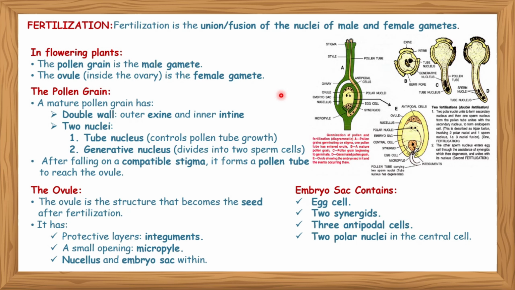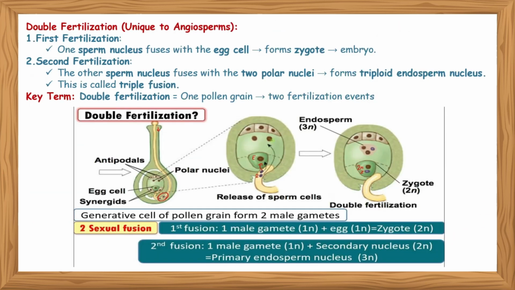After falling on a compatible stigma, it forms a pollen tube to reach the ovule. The ovule is the structure that becomes the seed after fertilization. It has protective layers like integuments, a small opening micropyle, nucellus, and embryo sac within. Embryo sac contains the egg cell, two synergids, the image showing there are two synergids, egg cell, three antipodal cells, these are the antipodal cells, and two polar nuclei in the central cell.